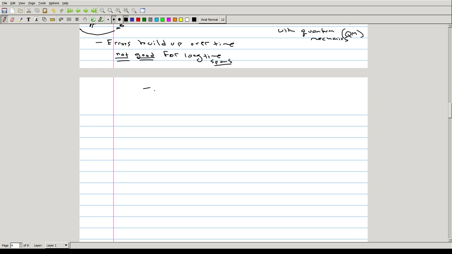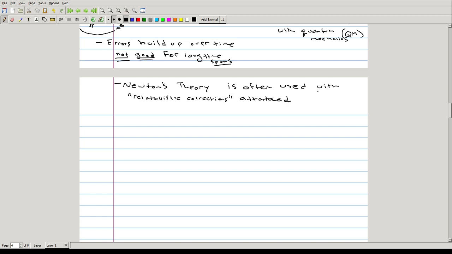So for this example, Newton's theory of gravitation can often be used with, and is often used, with what are called relativistic corrections, tacked on or attached, which will correct Newton's laws and add in the corrections that we know are actually true and observed in real life, that can be explained via relativity.